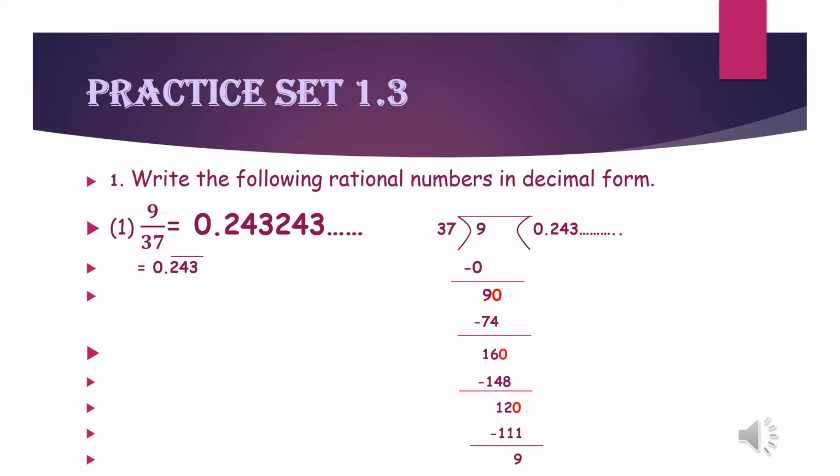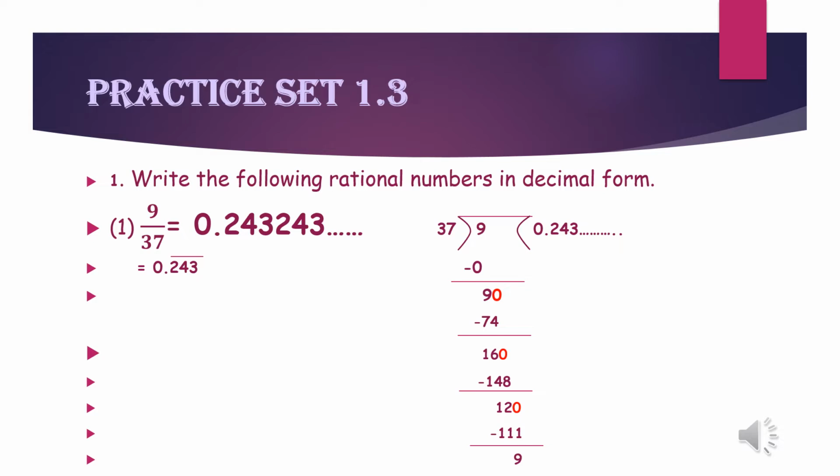Let's see practice set 1.3. Question 1. Write the following rational numbers in decimal form. First sum is 9 divided by 37. If we divide 9 by 37, we'll see that it is coming as 0.243 and remainder again comes as 9. That means it is recurring. So we are going to get 243 again and it will keep on recurring.